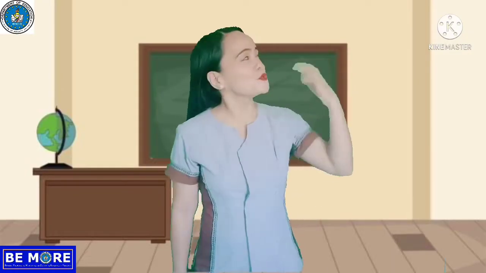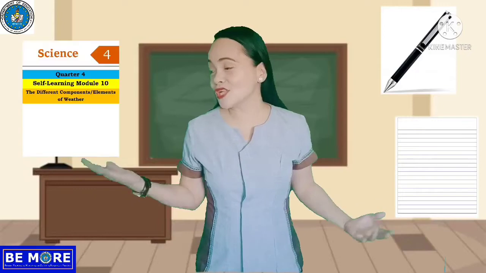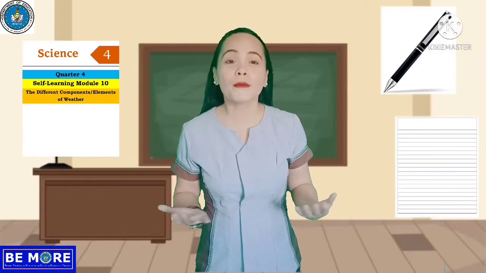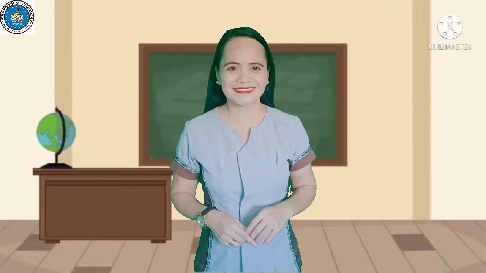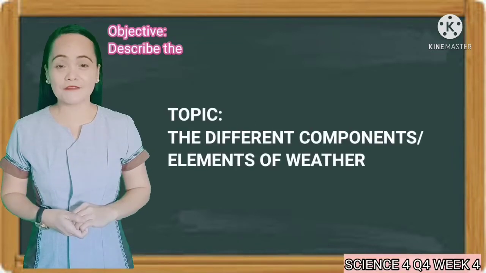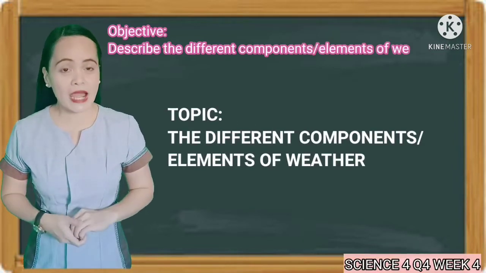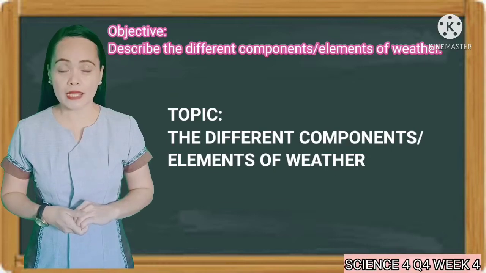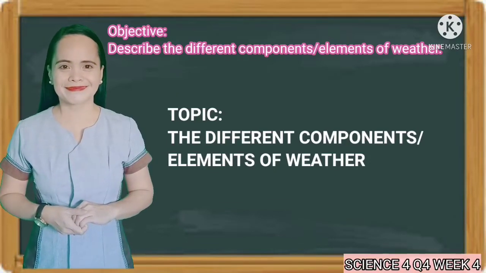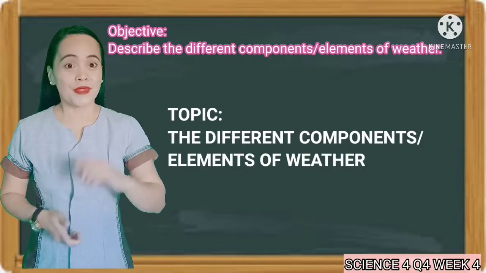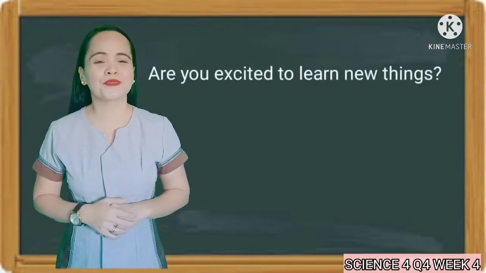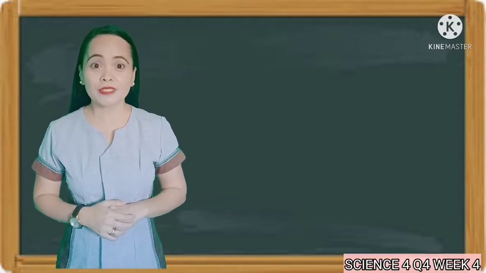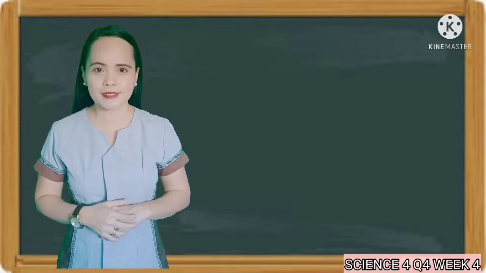Gear yourself with a pen, paper, and self-learning module as we are about to take a leap to our new lesson. Our objective for today's episode is to describe the different components or elements of weather. Are you excited to learn new things? Awesome! But before that, let us first recall our previous lesson.